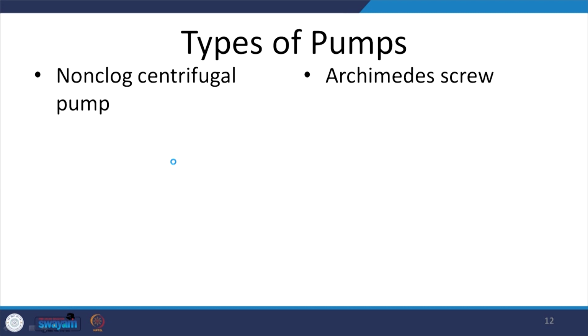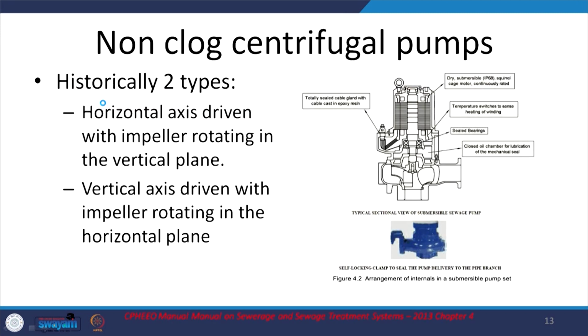Okay, let us move on. What are the types of pump? The typical one is the Archimedes screw, a pretty simple setup with relatively few moving parts, remarkably easy to maintain, and then non-clog centrifugal pumps, right. So, let us look at what they are. For non-clog centrifugal pumps, one is the horizontal axis driven with the impeller rotating in the vertical plane. The other one, for which we have the figure here, seems to be, if I am not wrong, the vertical axis driven with the impeller rotating in the horizontal plane. Again, we are not going to go into details, pardon me.